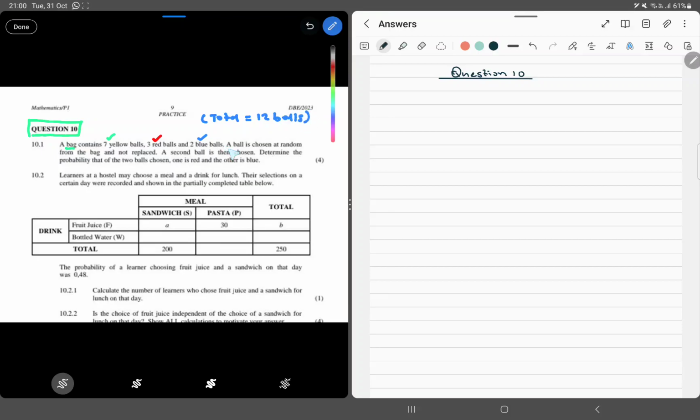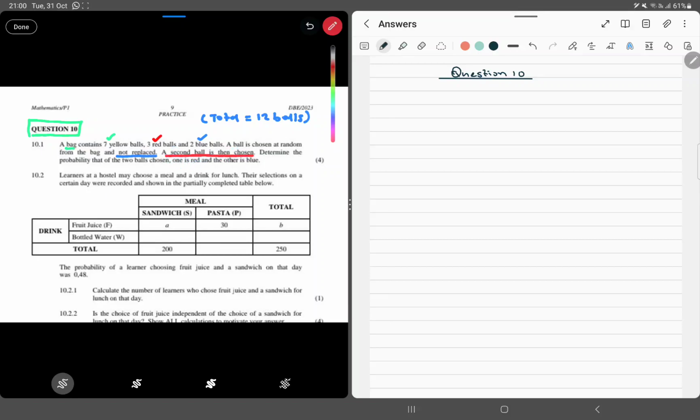Great. And then we're told here, a ball is chosen at random from the bag and not replaced. So this time we ain't replacing it, so that means it's not going back. And then a second ball is chosen. So first ball is taken but not replaced, and then the second ball is chosen, also definitely not replaced. So this suggests that these are going to be dependent events. If one occurs, it affects the probability of the others occurring.